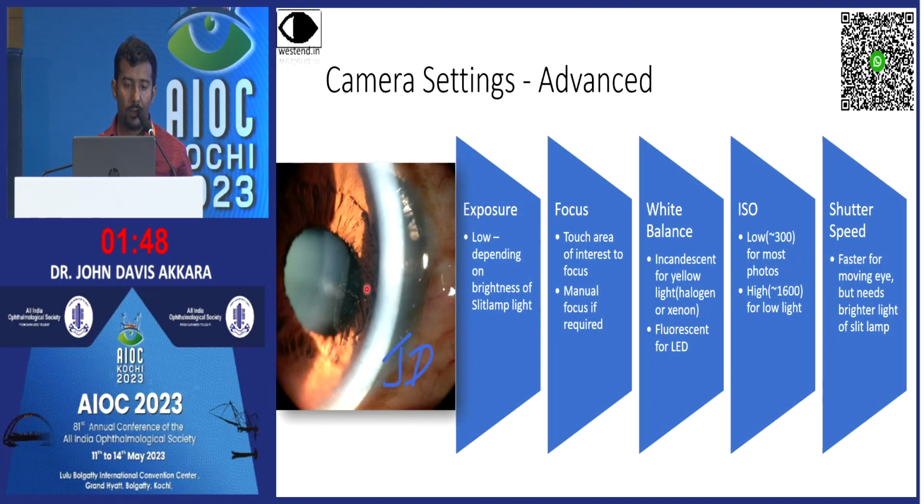And you can even take vitreous knuckles in the anterior chamber. Make sure the exposure is adjusted depending on the brightness of the area you want to photograph. So here I wanted to photograph the vitreous knuckle. Then adjust the focus by using the touch to focus, adjust the white balance, the ISO, the shutter speed. So all these you have to adjust. If you keep high shutter speed, it needs a brighter light, so you adjust it accordingly.